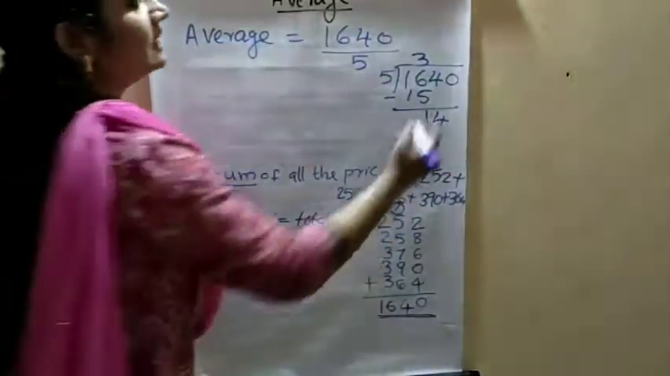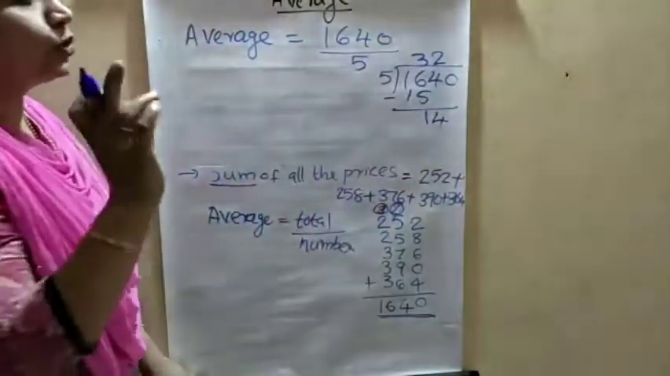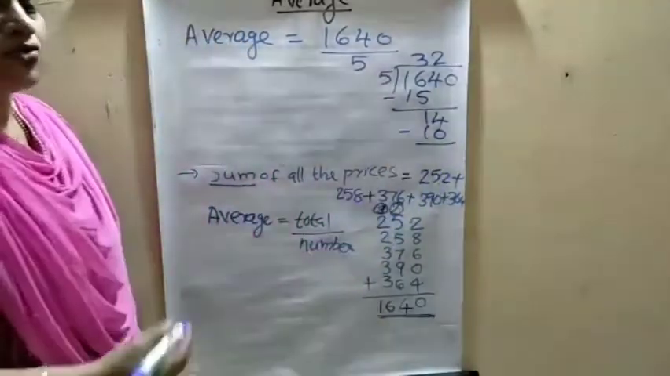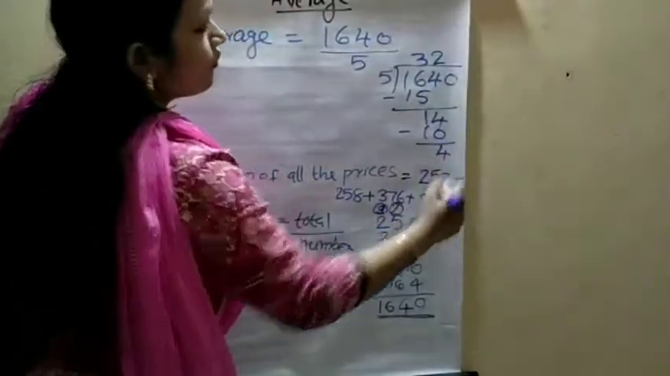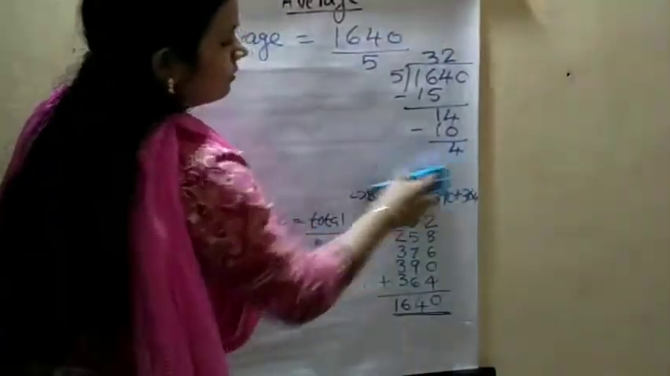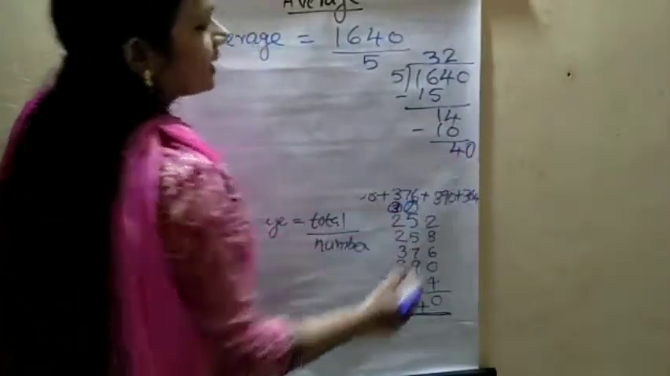5 twos are 10. So how many times 5 in 50? 40, 2 times. Then 10. Again subtract, 4 minus 0, 4. Then what is the next? Which number is written down? It's a 0. This 0 is written down.